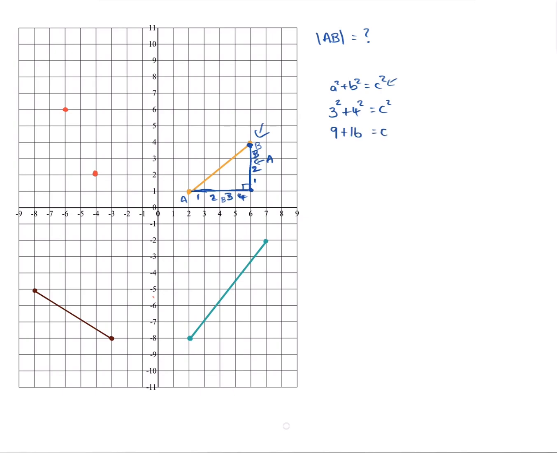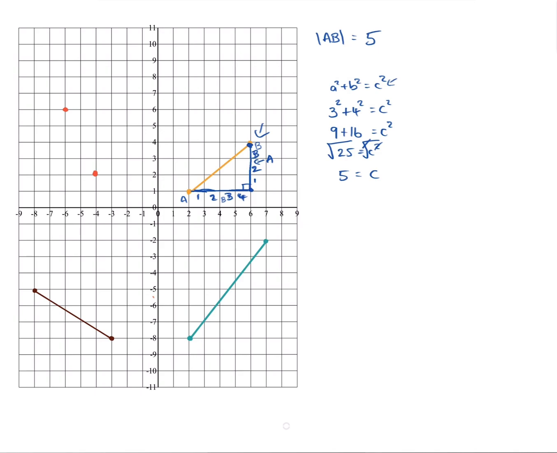And that equals c squared. So 9 plus 16 is 25, which equals c squared. And remember, we want to get rid of the c squared so it becomes a c. So we square root both sides. And this square root cancels with this one. So now we just figure out what the square root of 25 is, and it's 5. So we have figured out that the length of the yellow line, AB, is 5.